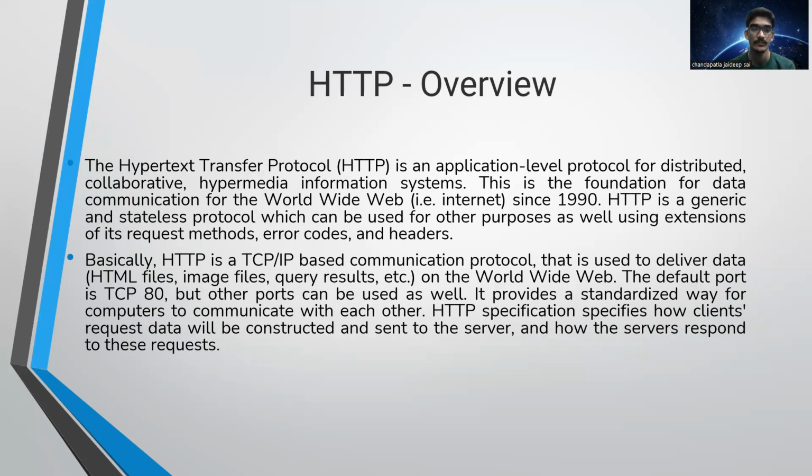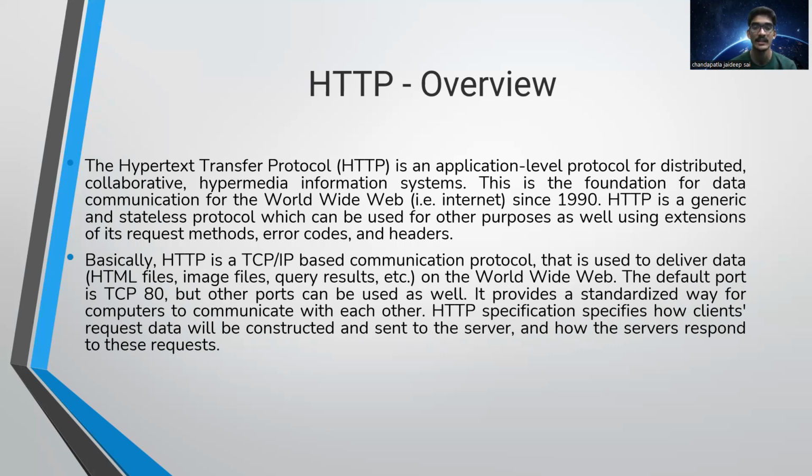HTTP overview. The Hypertext Transfer Protocol is an application level protocol for distributed collaborative hypermedia information systems. This is the foundation for data communication for the World Wide Web, that is the Internet. Since 1990, HTTP is a generic and stateless protocol which can be used for other purposes as well using extensions of its request methods, error codes, and headers.